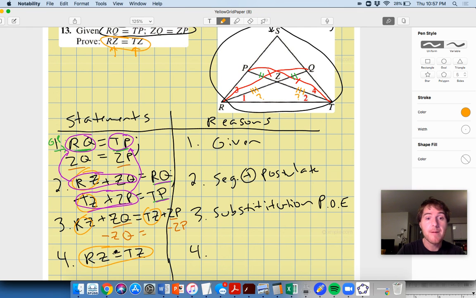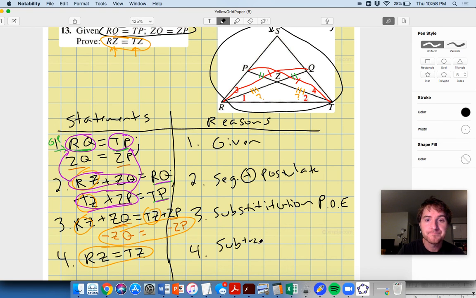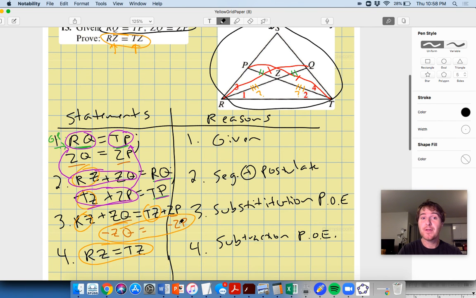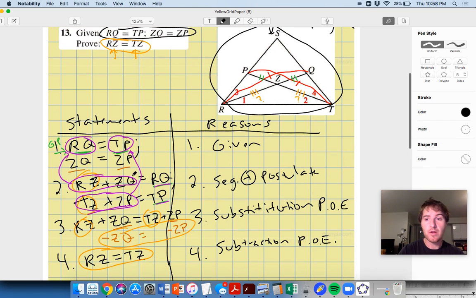So anyways, I didn't put down my final reason right here, but it was right here. The reason was I subtracted equal quantities from both sides. I knew that from step 1. I had said that those two things were equal because it was a given premise. So this is the subtraction property of equality. Okay, and that, my friends, is that for our proof. We got it proven. So we did all this justification here.